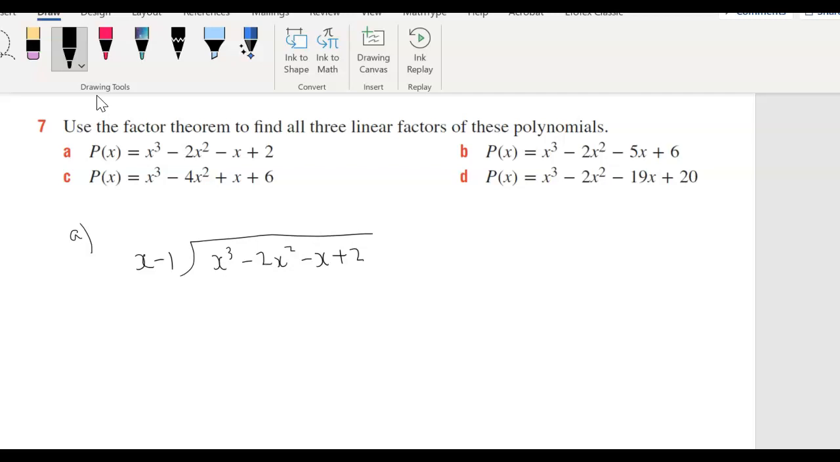All right, so x cubed divided by x gives me x squared, and then we multiply that through. Then x squared times negative 1 is negative x squared. So we're subtracting them. That gives us 0, negative 2x squared plus x squared.